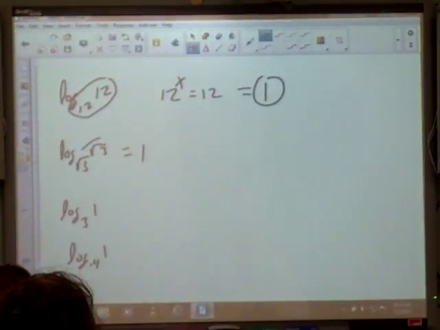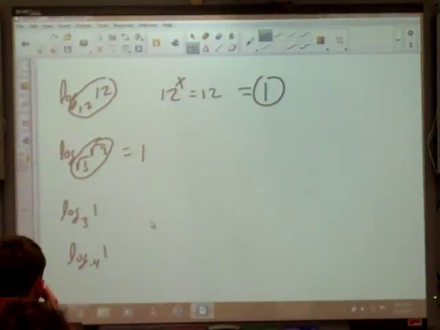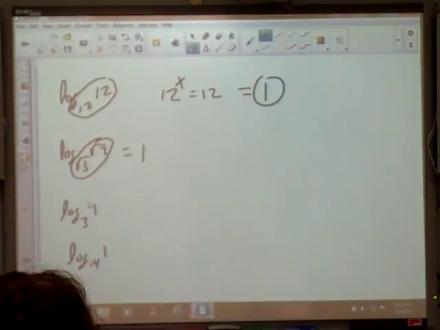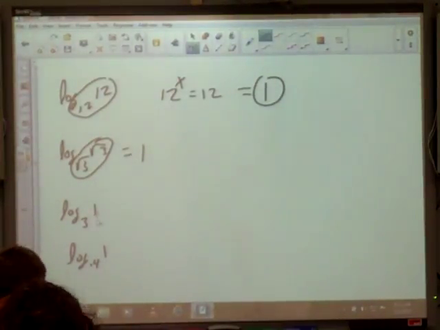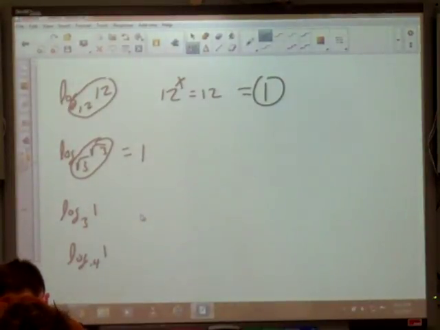Base and number are the same. It's a 0.4. So the exponent equals 1. Alright, now this next one, the base and the number aren't the same. So let's look at how this would work. Again, it's the exponent that you're missing.